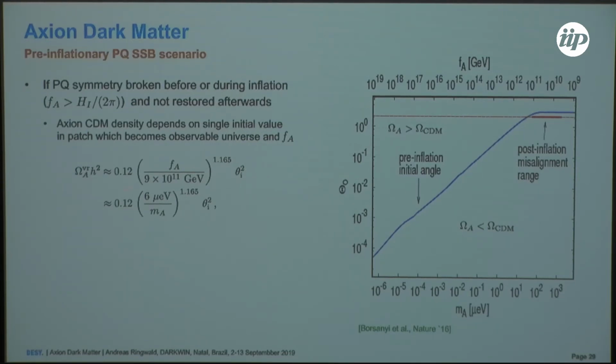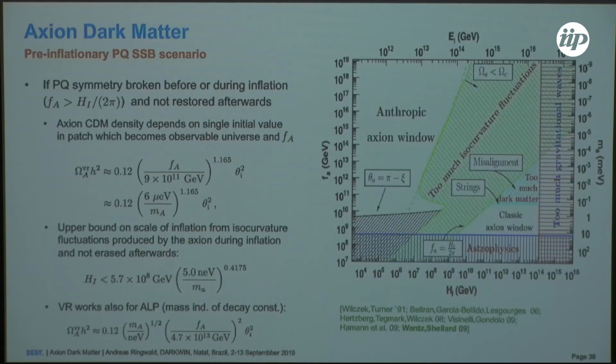If you go to higher F_A or to smaller masses, then the angle should be somehow fine-tuned or selected, so anthropically selected, to a smaller value. But it's not very dramatic. I mean, even if you go to the GUT scale, it's 10⁻³ that is right for a GUT scale axion.